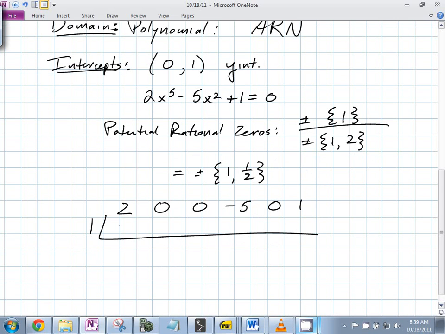So you start with 1. You drop the 2 down. What do you multiply by? 1. You get 2, 2, negative 3, negative 3, and so that's the remainder. When you plug in 1 into this, 2 minus 5 is negative 3. Negative 3 plus 1 is negative 2. Therefore, is x minus 1 a factor? No.